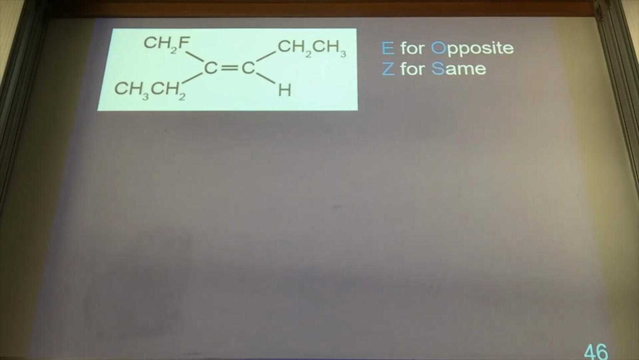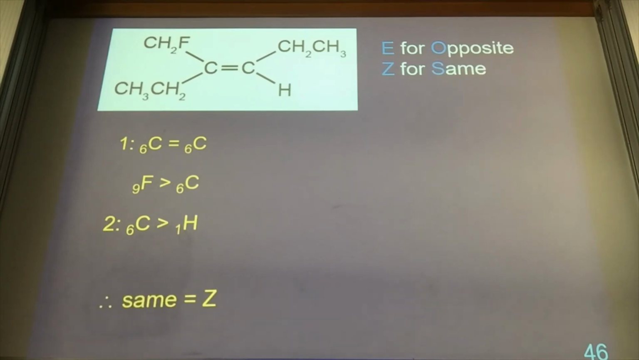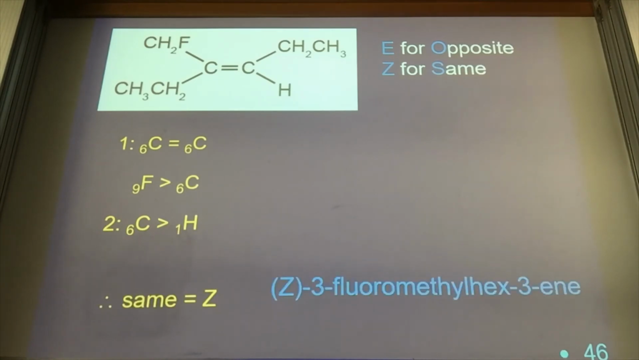This one, in this case, need to be a little bit careful with this one. Right hand carbon, it's clear, carbon takes priority. Left hand one, first atom is a carbon, so that's the same. Second atom on this one's a carbon, second atom on this one's a fluorine. Fluorine has got a higher atomic number, therefore fluorine takes precedence. Both of the groups are on the same side, therefore it is Z, whatever the rest of the name is.